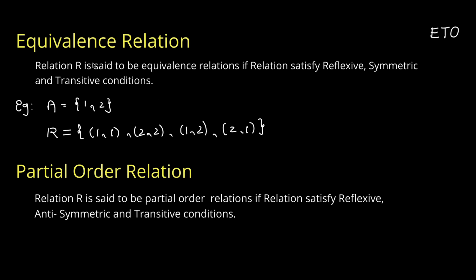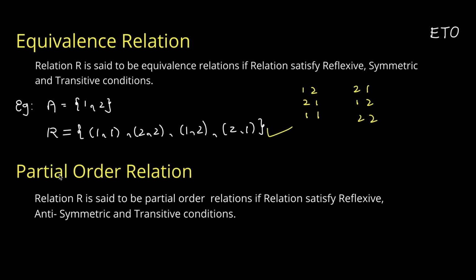And last condition is transitive. So relation contains (1,2), (2,1) and (1,1). In another case it contains (2,1), (1,2) and (2,2). So by this we get to know a relation R satisfies all three conditions. So this relation is equivalence relation.